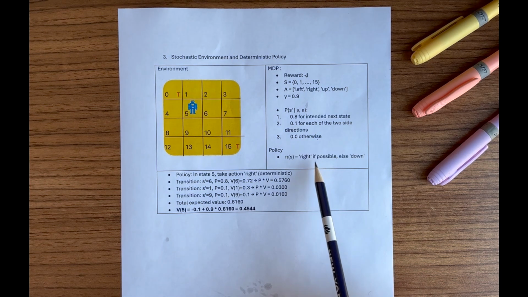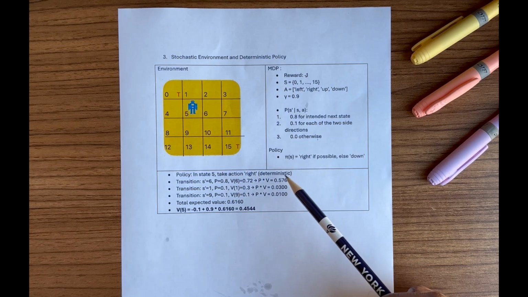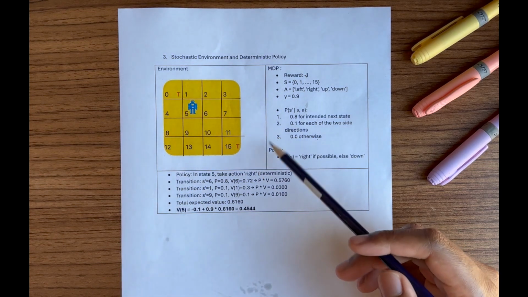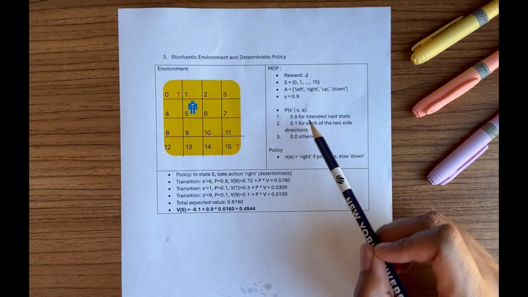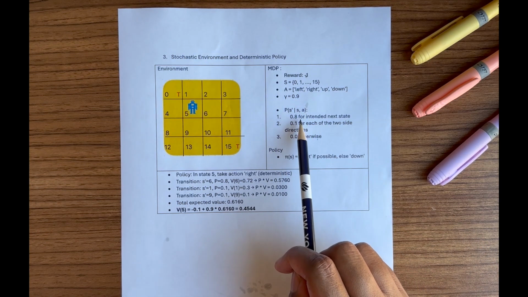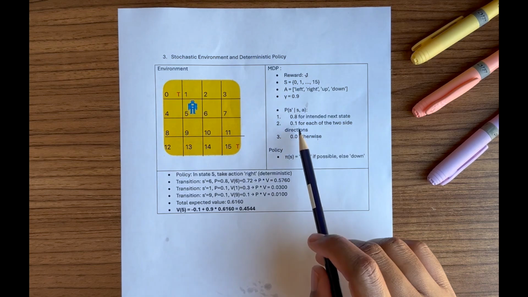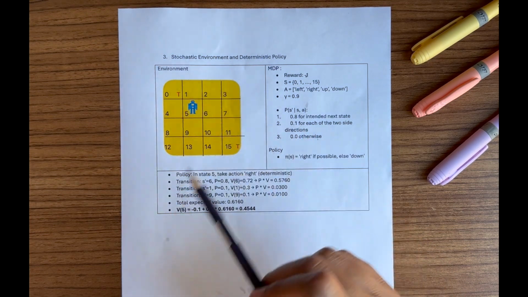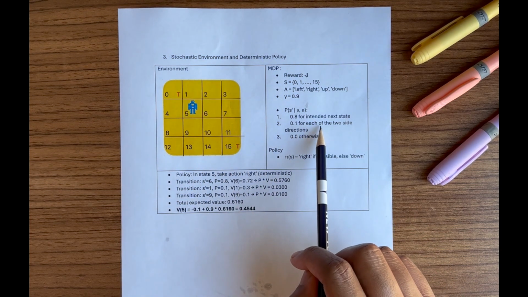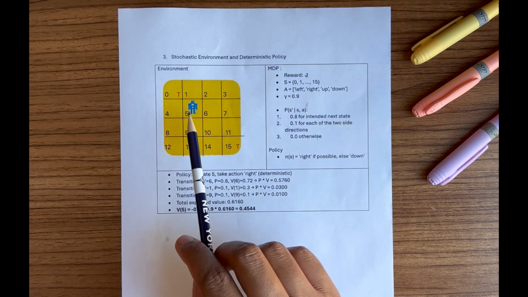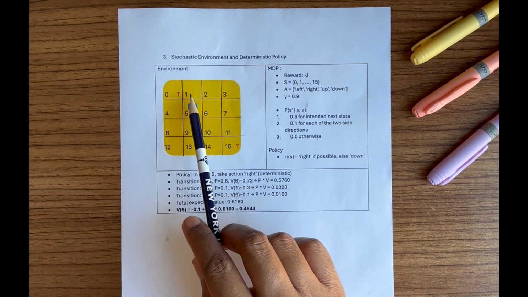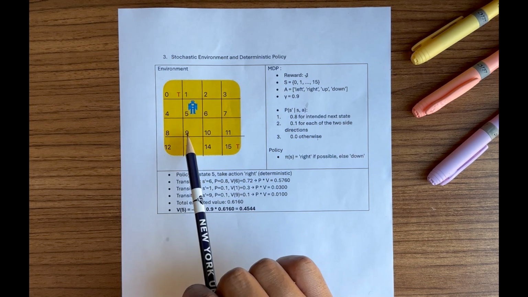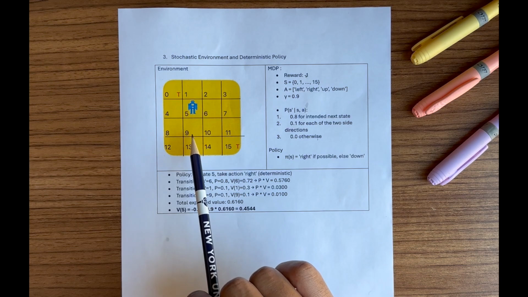So this is the deterministic policy, but the environment behaves unpredictably. So the difference comes here. There's 0.8 probability of the intended state and 0.1 probability of the opposite of each of the two side directions. So from state 5, it wants to go to 6. There's 0.8 probability, but there's 0.1 probability it will end up in state 1, and 0.1 probability it will end up in state 9.